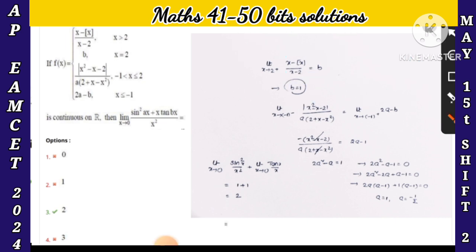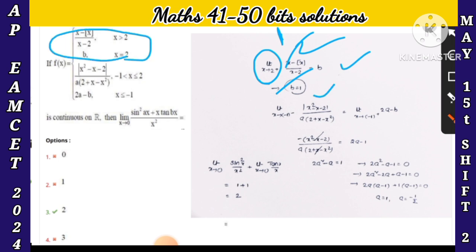Understood, all of you? x tends to 2 plus means this becomes 2 here, x minus 2 by x minus 2, both are cancelled, so it will be 1, b is equal to 1. So from the first function you directly get the b value. Now by using the second function, we simply have to find the a value.